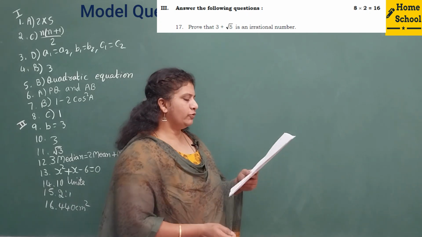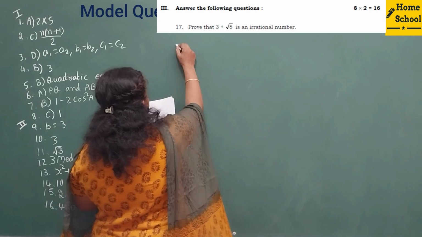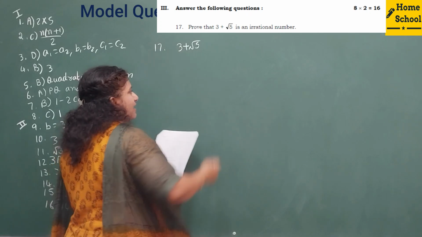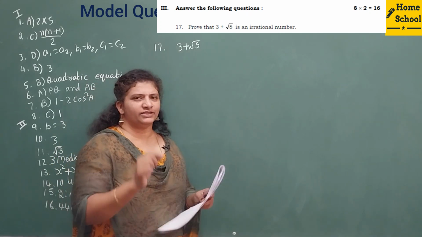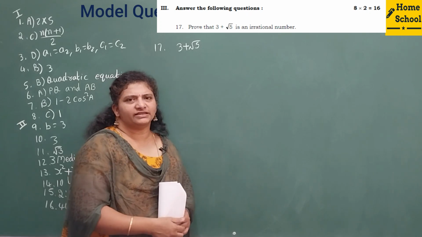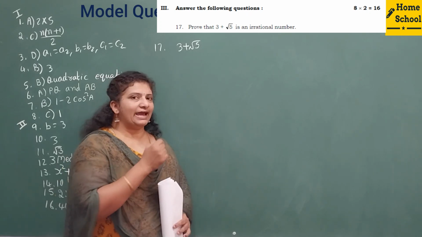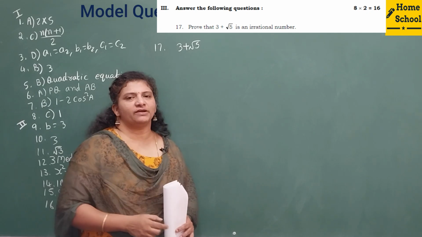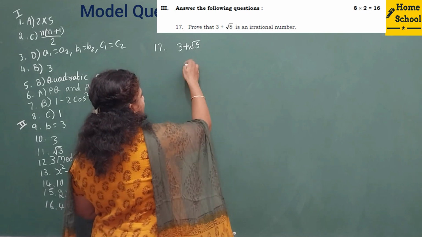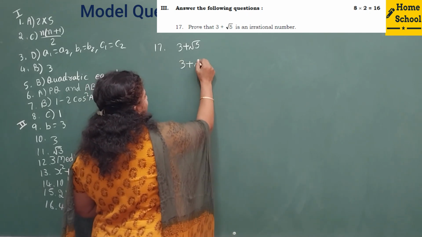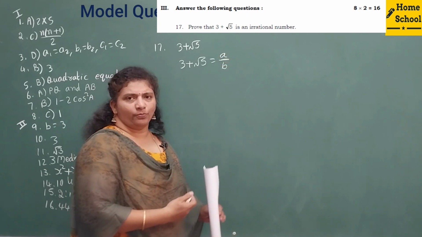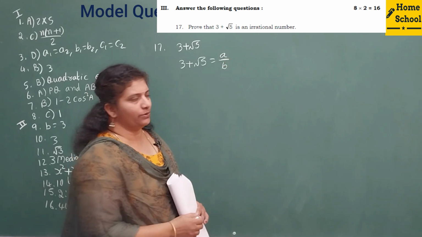17th one, prove that 3 plus root 5 is irrational. So I am going to solve these answers in a little shortcut method. Okay, prove this as irrational. We know it is irrational. How can we prove? Write the statements. Let us assume 3 plus root 5 as a rational number. If it is a rational number, equate this to p by q or a by b, anything, and write there where a and b are co-primes and b not equal to 0.